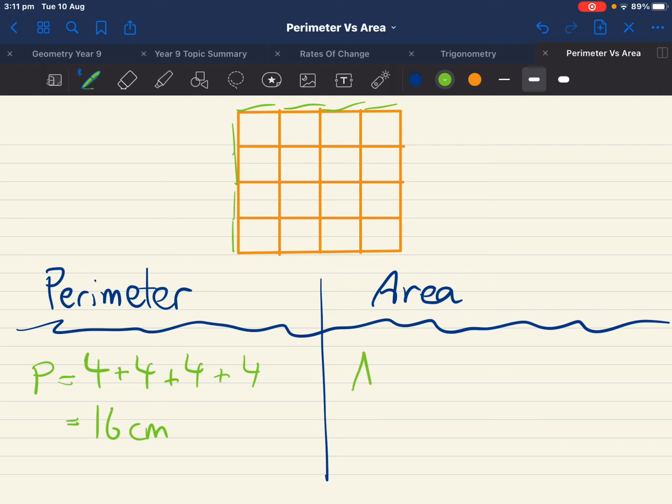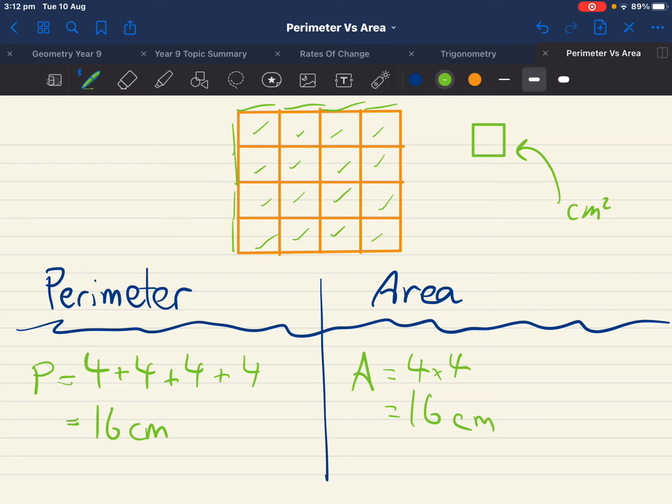For the area, again, remember for area, we're trying to calculate how many of these square centimeters, right? Remember, this is a square centimeter. Area is the space inside. How many of these square centimeters do you need? So you can go through and count them all up, and funnily enough, you end up getting 16. Or what most people would do is say, oh, we've got 4 lots of 4. Either way, you end up getting, for the area, 16 square centimeters, right?